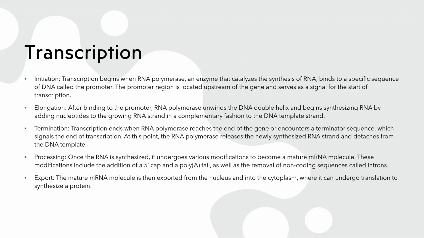After this, termination is started, where we begin to end the process, where transcription ends when the RNA polymerase reaches the end of the gene or encounters a terminator sequence, which is a certain sequence made from the DNA bases, and this signals the end of transcription, at which point the RNA polymerase releases the newly synthesized RNA strand and detaches from the DNA template. And once this RNA is synthesized, it undergoes various modifications to become a mature mRNA molecule.